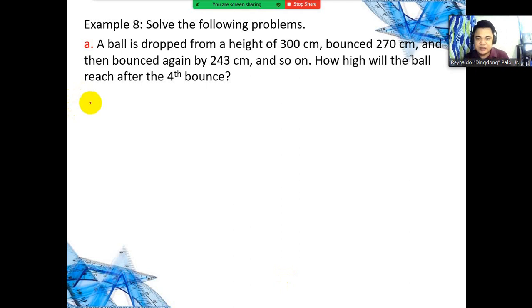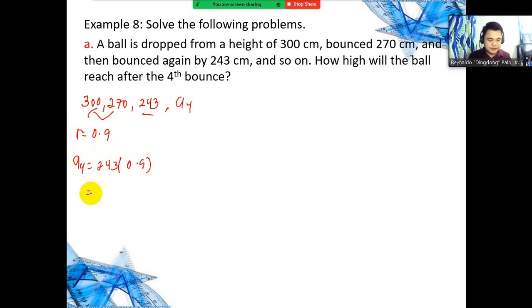Alright, so how is this? First thing is you have to write the sequence, 300 centimeters, and then followed by 270 centimeters, then bounce again 243 centimeters. Now we are just looking for a sub 4, and this one is very simple because you don't need to use the formula here, because you can solve by just using the common ratio. So solve for the common ratio. 270 divided by 300 is 0.9. So to solve for a sub 4 now, get the last term indicated, which is 243 times 0.9. Okay, so compute it. 243 times 0.9 is 218.7.